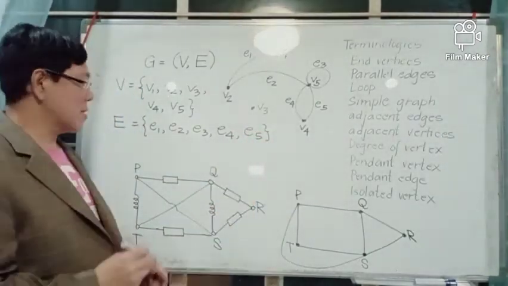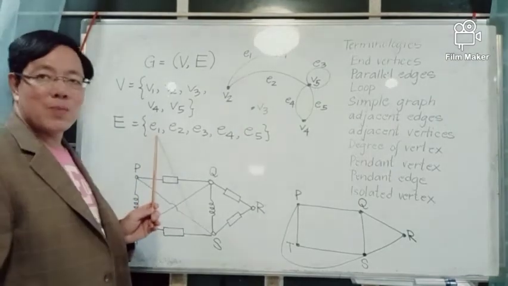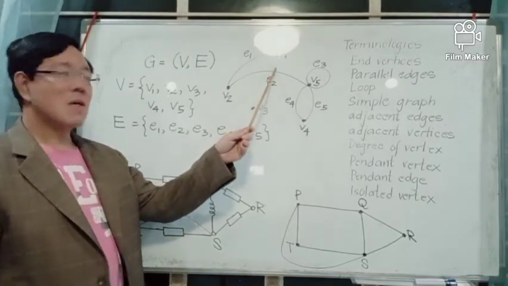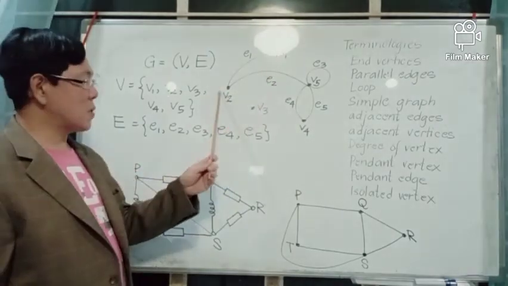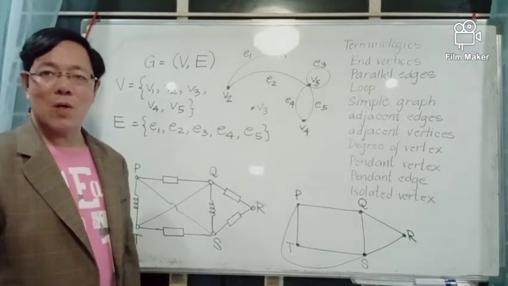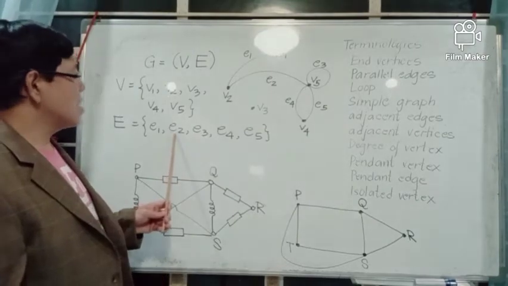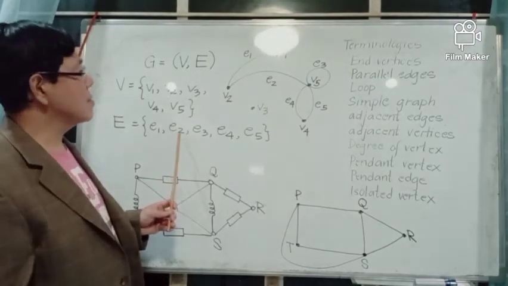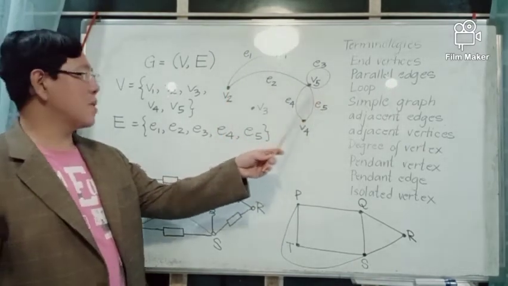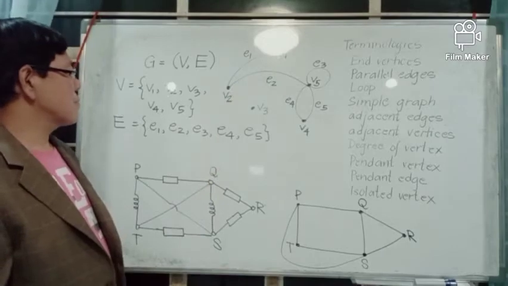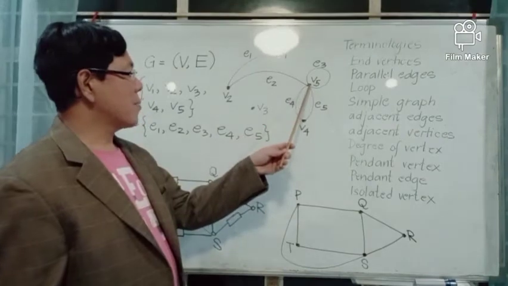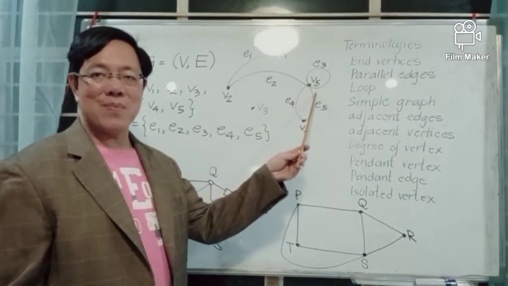Or you can write the set of edges. Instead of writing E1, you can write the pair V2, B1, which is the same as the pair B1, B2. Because as we said earlier, in graph theory, a pair is not ordered. And the edge E2 will be the pair B2, B5, or B5, B2. And the edge E3 will be the pair B5, B5.